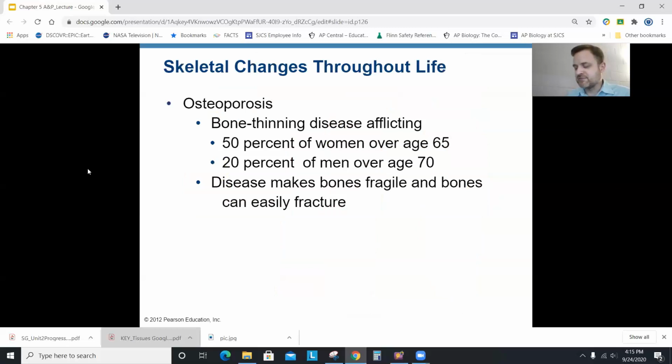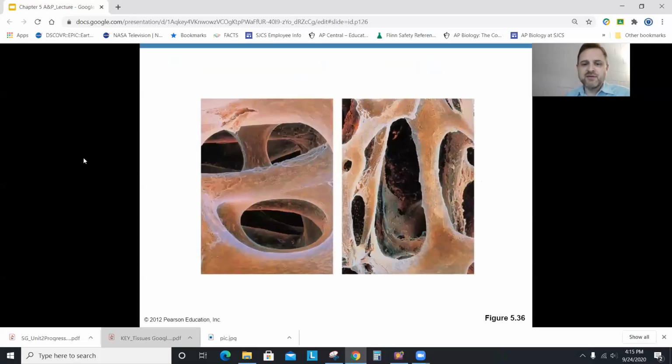Osteoporosis. This is a thinning of the bones. As you get older, your bones become brittle. It's more common in women than men. When the bones become brittle, it makes them fragile and easier to break. In this picture, this one is healthy bone, and this is osteoporosis. You can see the bone starting to look jagged and break down.